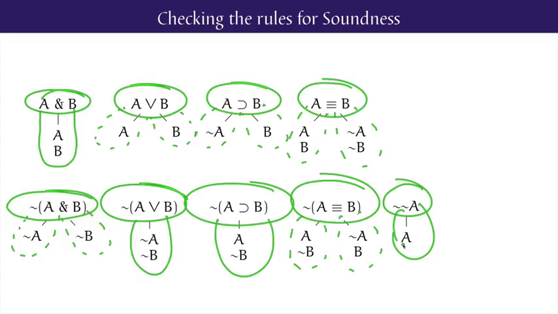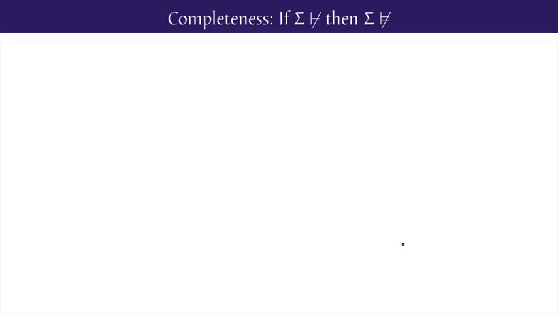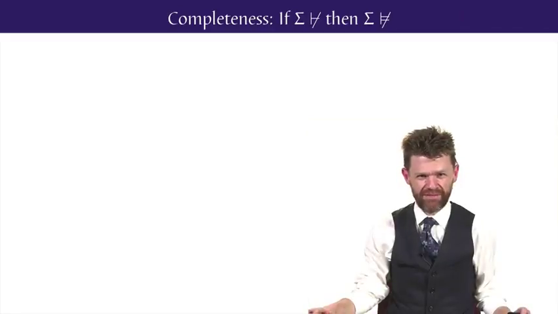So we've shown that each of the rules keeps us within the safe zone, and this completes our justification of the soundness result. If sigma is a set of satisfiable formulas, then it's consistent, or if sigma is inconsistent, then it's unsatisfiable. Completeness is the converse of this result.